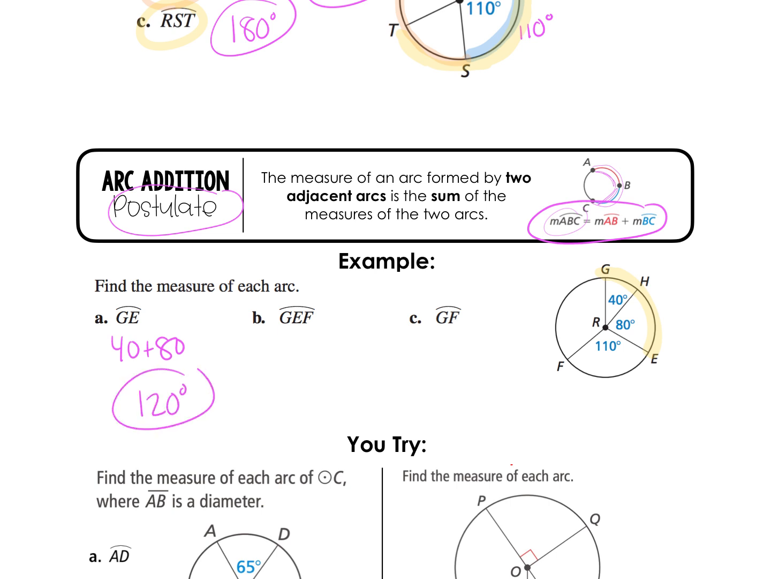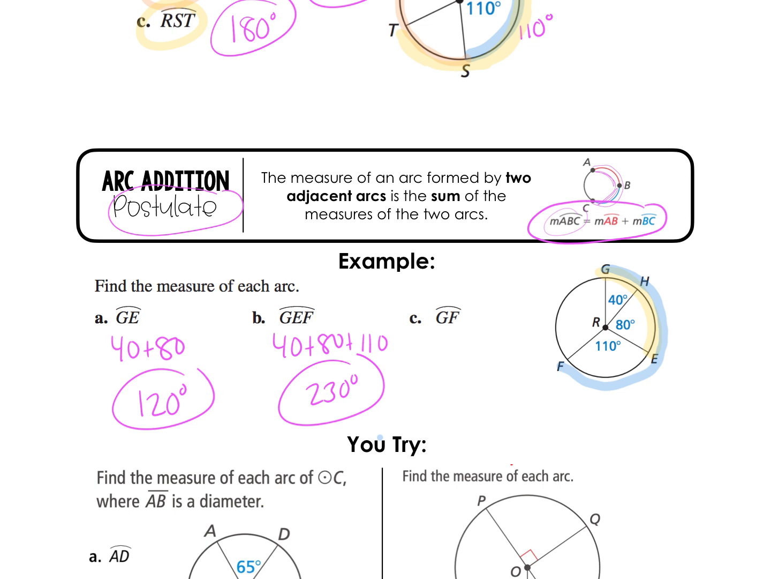The next one is arc GEF. So arc GEF from G to E to F. I'm going to highlight that in blue. From G to E to F. It's a major arc. It's more than 180 degrees. So here I see that I have 40 plus 80 plus 110 create that. So 40 plus 80 plus 110 is going to be 230 degrees.